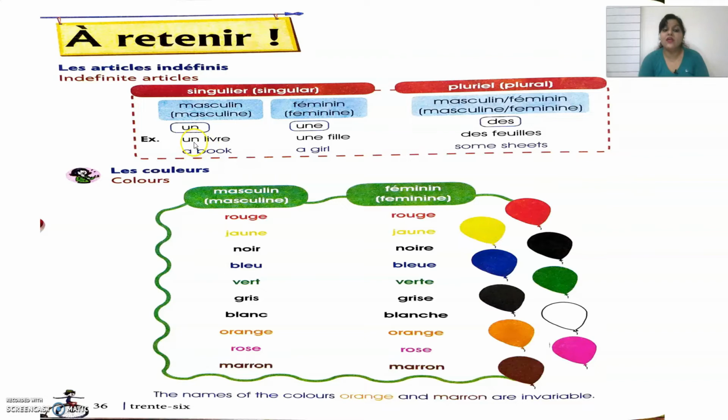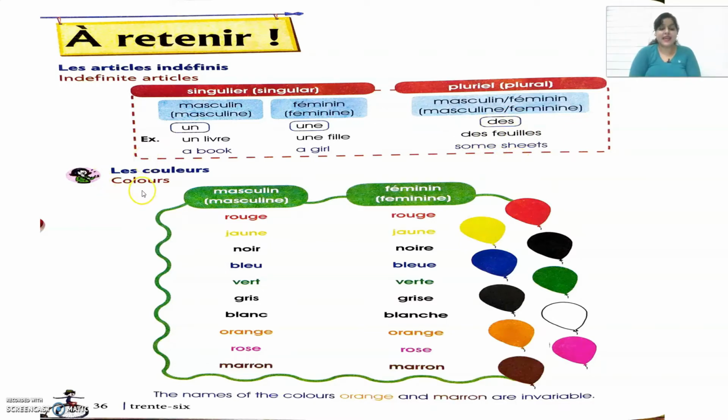For example, un livre, that's a book. Une fille, that's a girl. And on the other hand, they have given masculine or feminine plural. And you know there is only one way of writing for the plural, that is des. Des means some. So des feuilles means some sheets.